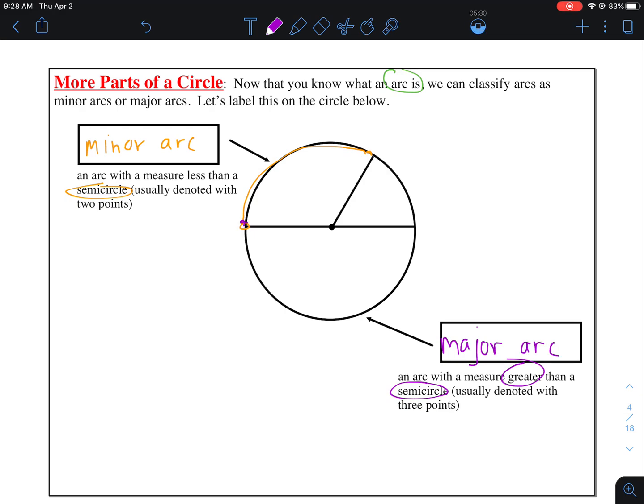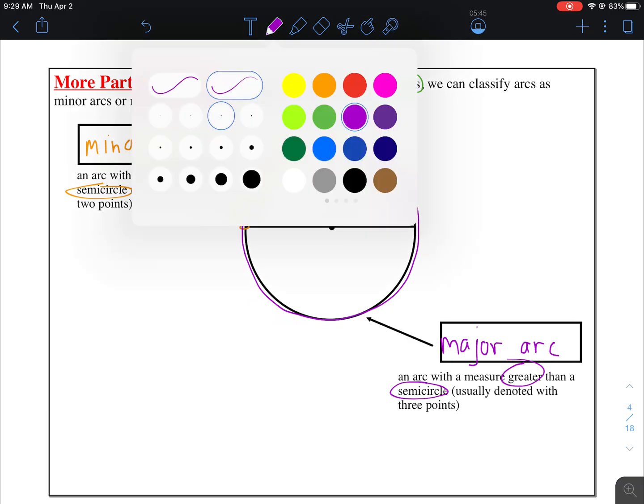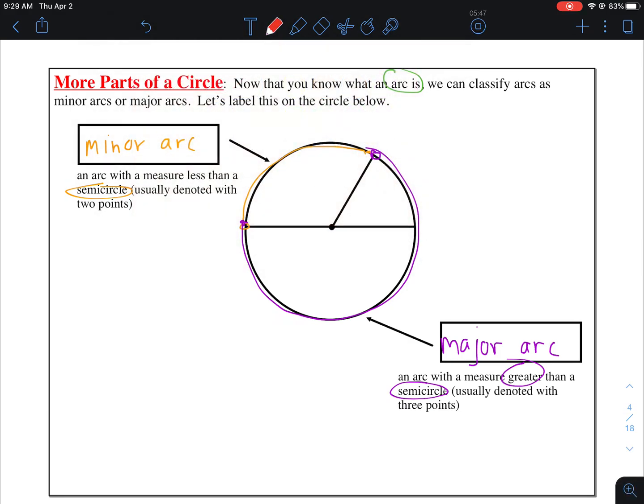You would have to go from here all the way around to there. Then you've gone past the semicircle, which is right there. And we'll eventually get into measurements with these. If you think about it, a semicircle is half a circle. So a semicircle, if you remember that a full circle is 360 degrees, a semicircle is 180 degrees.